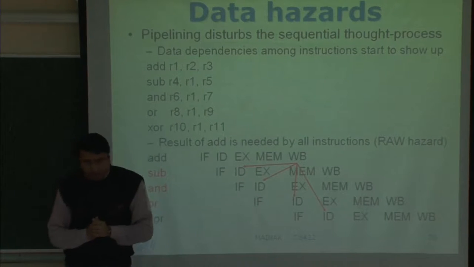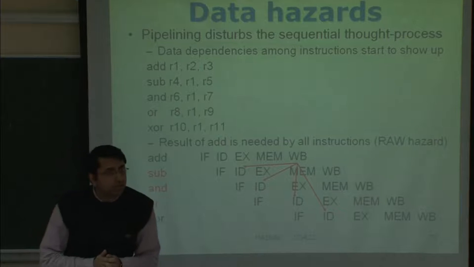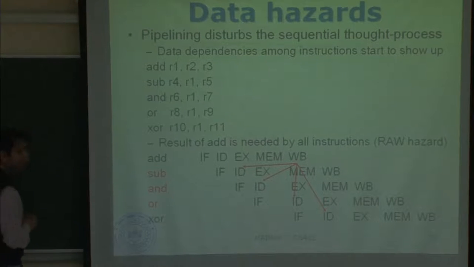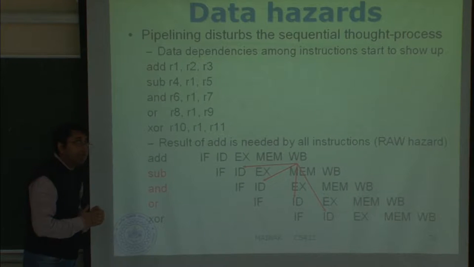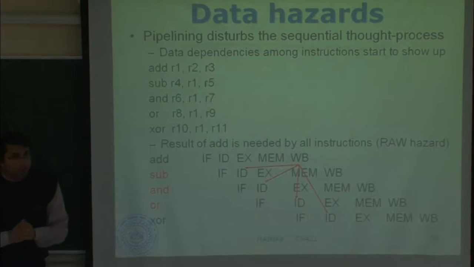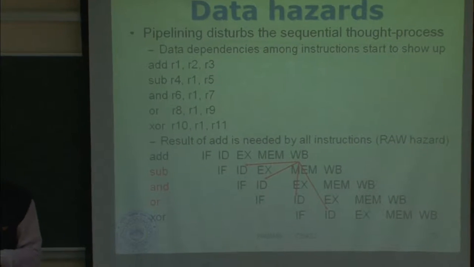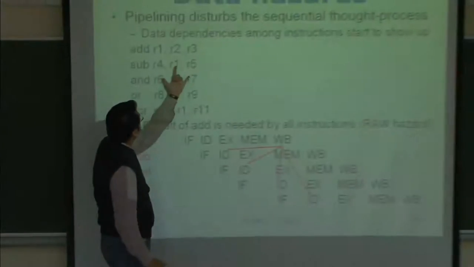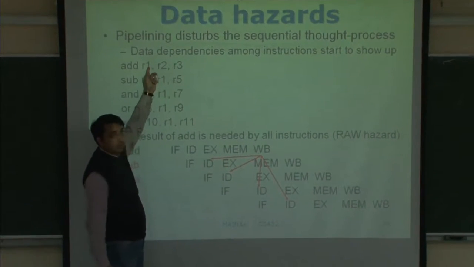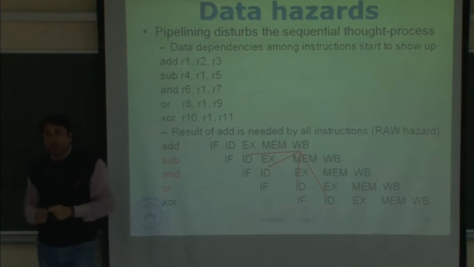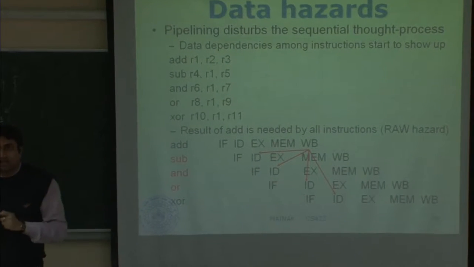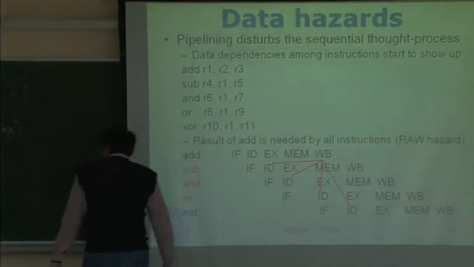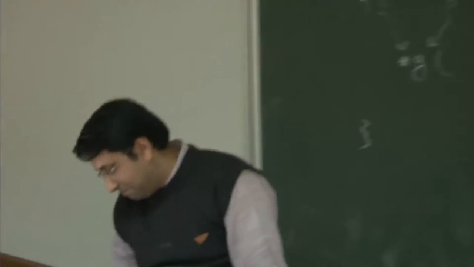So what kind of operations am I doing to resolve that I'm reading the wrong value? Comparing what? The destination register of the previous instruction with the source register of this one. Exactly. So I need to compare both the sources with the destination of this one. Correct? If there is any match, I know that a RAW hazard has happened. Right? So what does that mean?